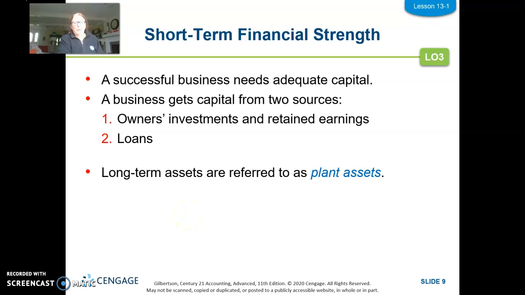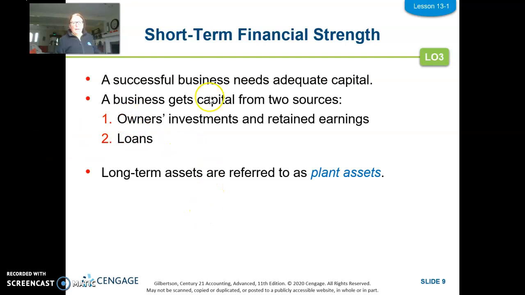So part 2 of section 13-1, we're going to look at the last two objectives. If you recall, common objectives for financial information and analyzing it was to look at financial strength, profitability, efficiency, and market value. So we're going to do the financial strength, just the first one of those.